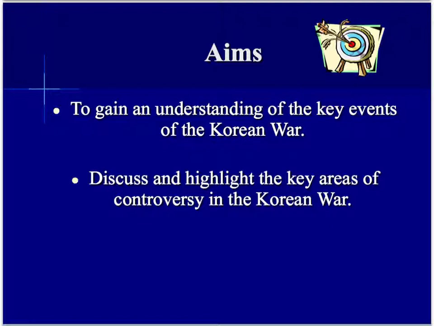Your aims are to gain an understanding of the key events of the Korean War and to consider and highlight the key areas of controversy within the Korean War.